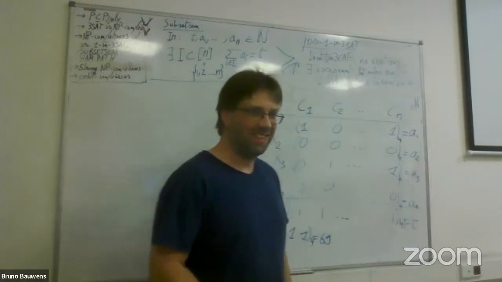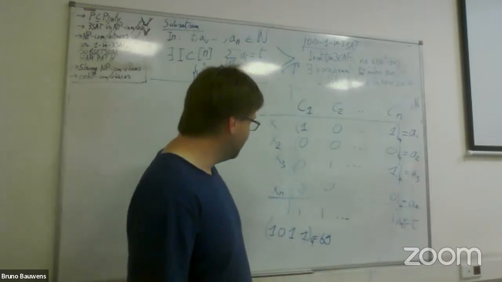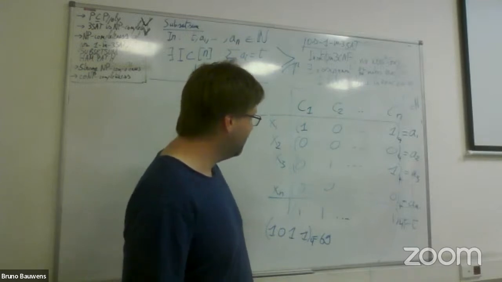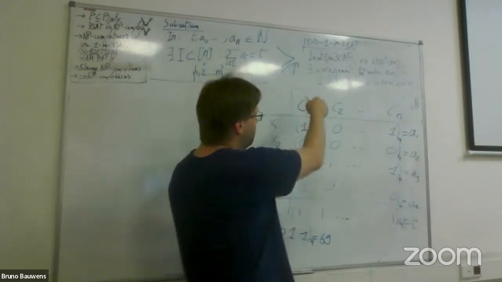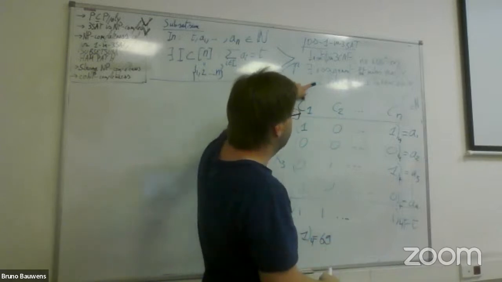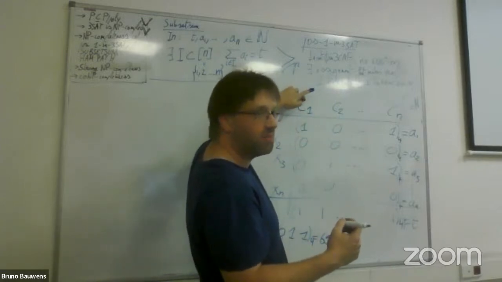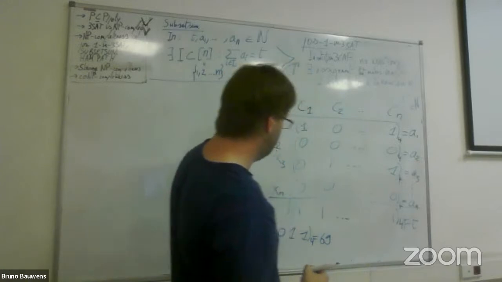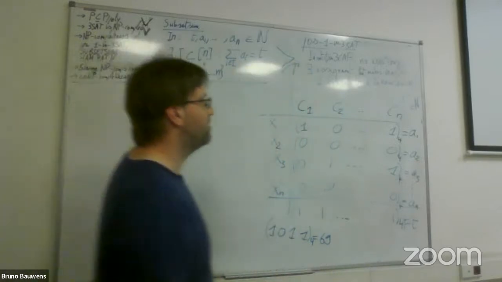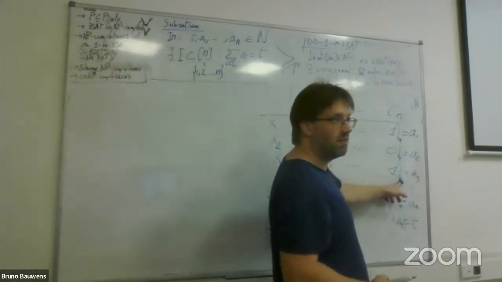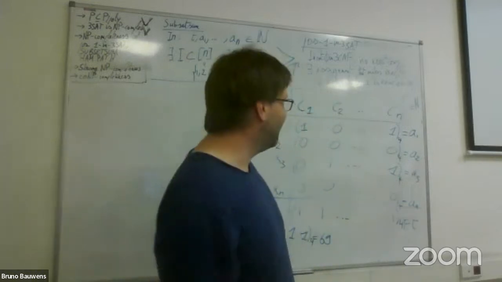Am I right that on each row there are 3 ones? No, in each column there are at most 3 ones, because every clause has at most 3 variables. Okay, okay. And that's why I choose base 4.